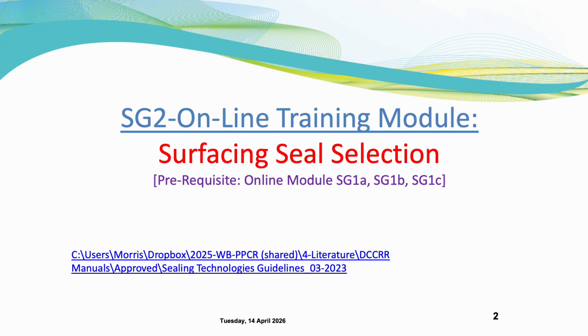The module is SG2, Online Training Module, and the title is Surface Seal Selection. The prerequisites are that the online modules SG1A, SG1B, and SG1C were already done by the learner. The link below is the reference towards the sealing technology guidelines.